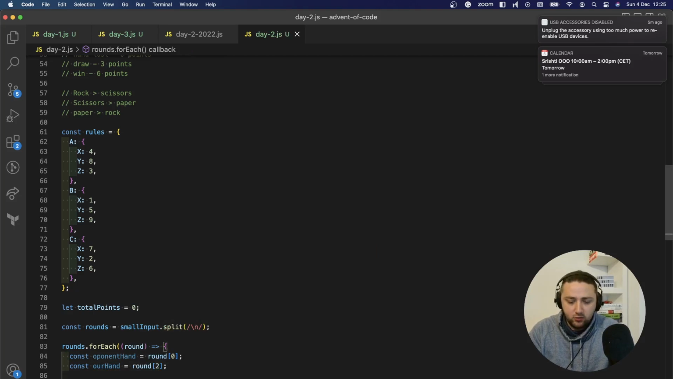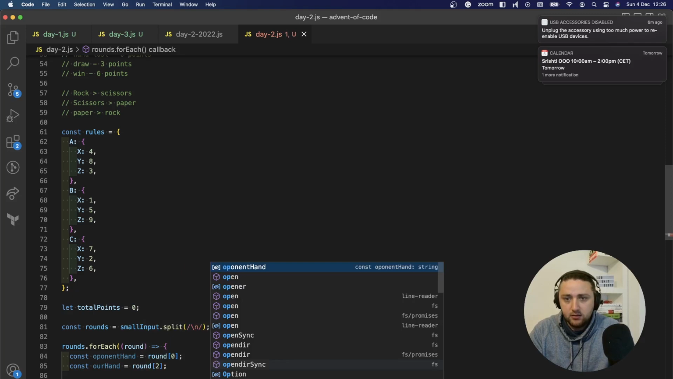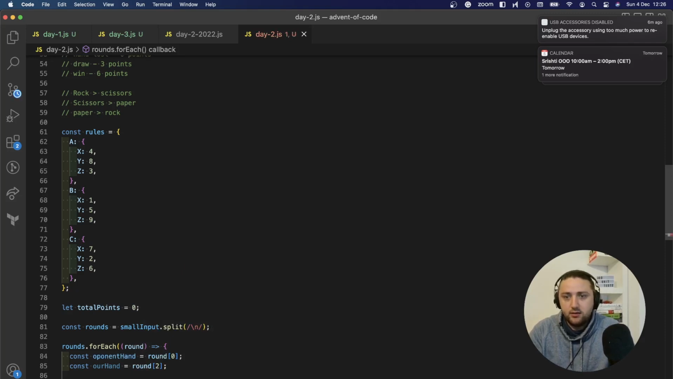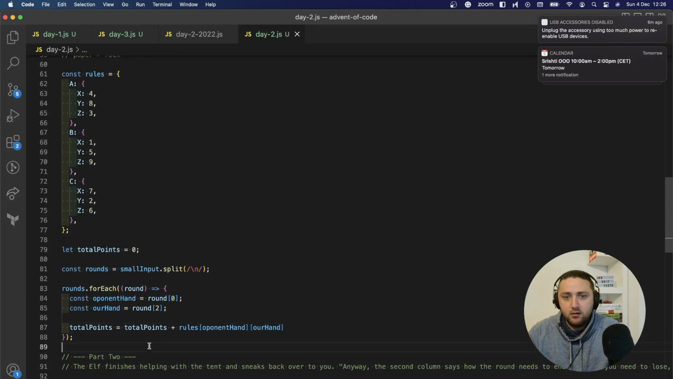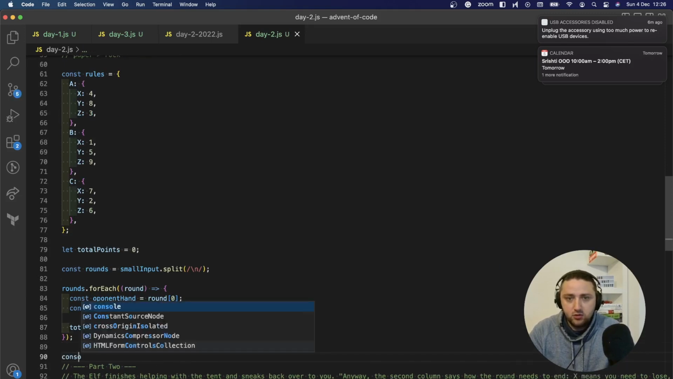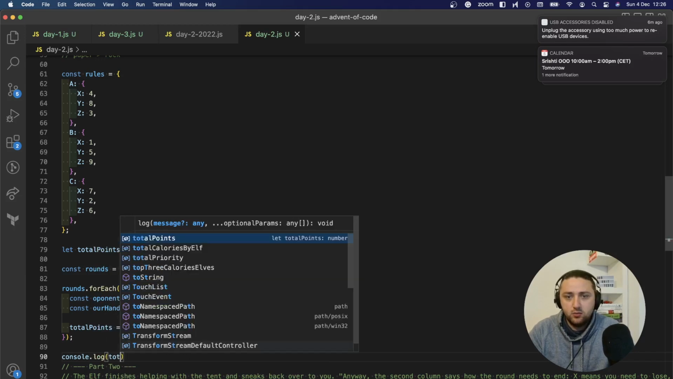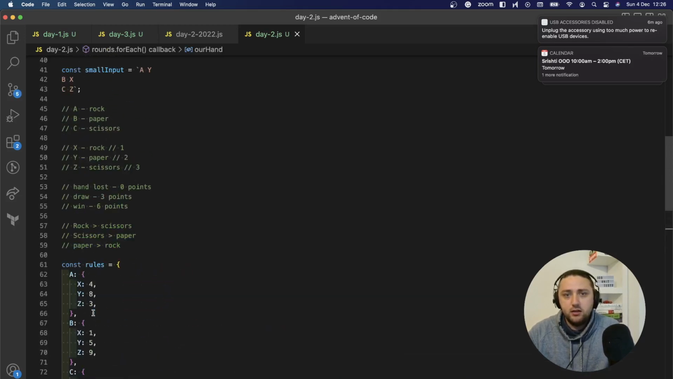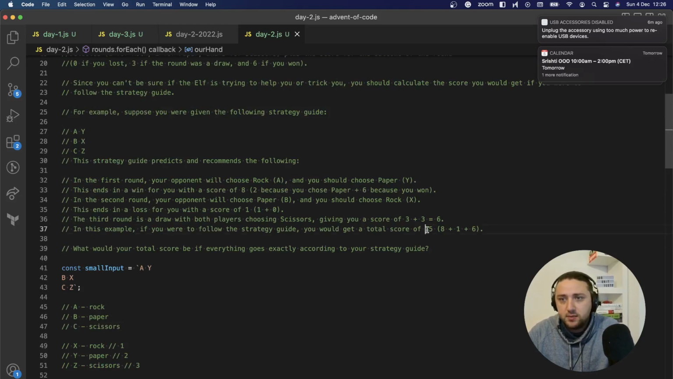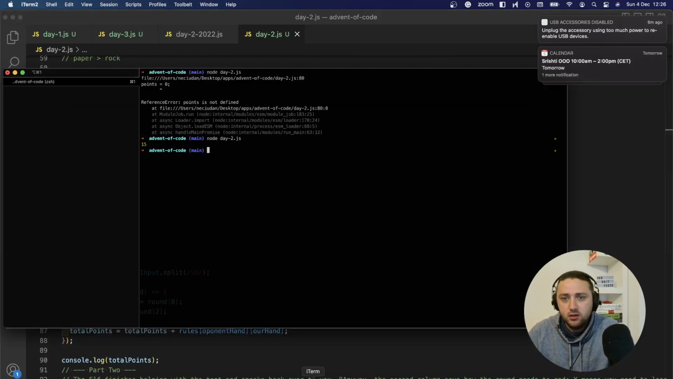And then we just have to do total points. We increment it by the value in the rule set. We go from the opponent's hand and then our hand. And that is very much it. You just have to console log the total points, check how much you were supposed to get. So it was expecting 15 for our small input. You just have to run it and you get 15. Very good.